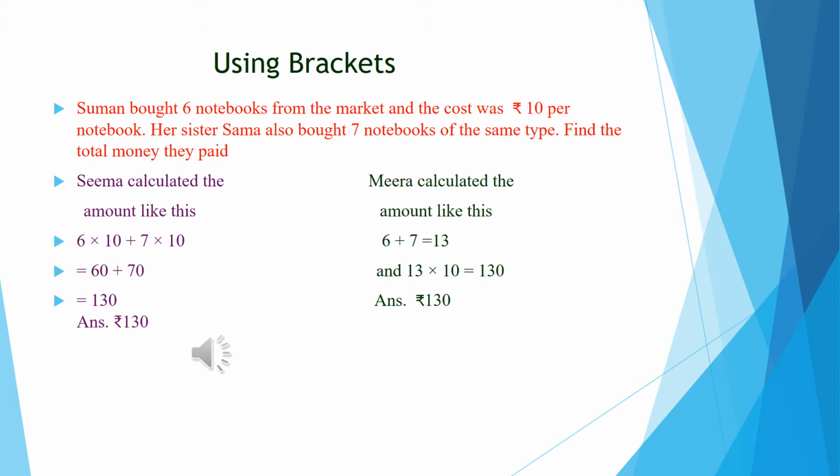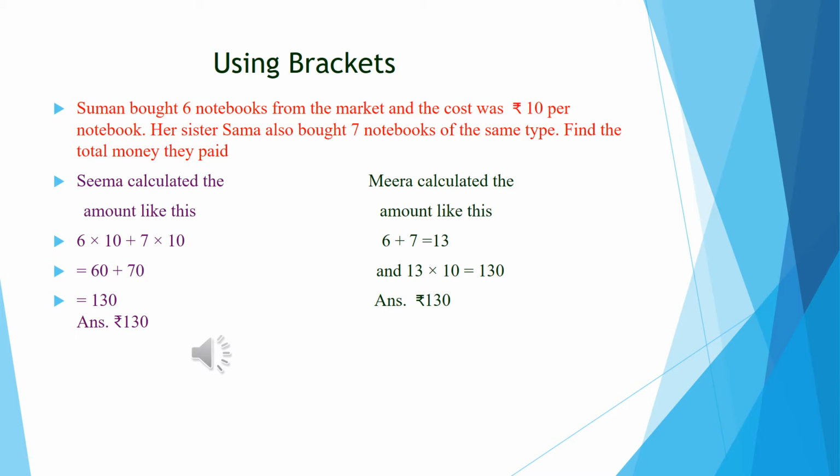Someone bought 6 notebooks from the market and the cost was rupees 10 per notebook. Her sister Sama also bought 7 notebooks of the same type. We have to find the total money they paid. Now two students, Seema and Meera, calculated the same sum in different ways. Let us see how they have calculated.